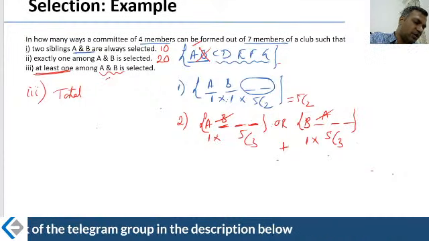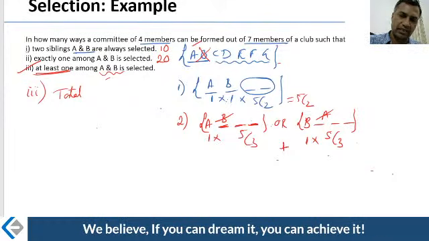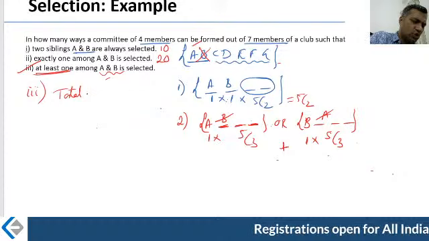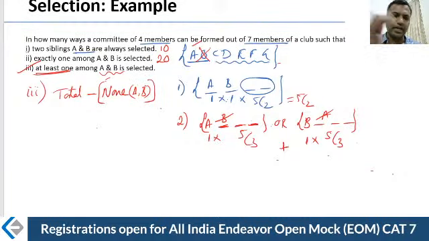Assume that this was the only question which was asked. The 3 cases here: at least one among A and B selected means Case 1, A is selected but not B. Case 2, B is selected but not A. Case 3, both A and B are selected. 3 cases. The best way to deal with this is total minus none among A and B are selected. None among A, B are selected. Those cases I need to remove.